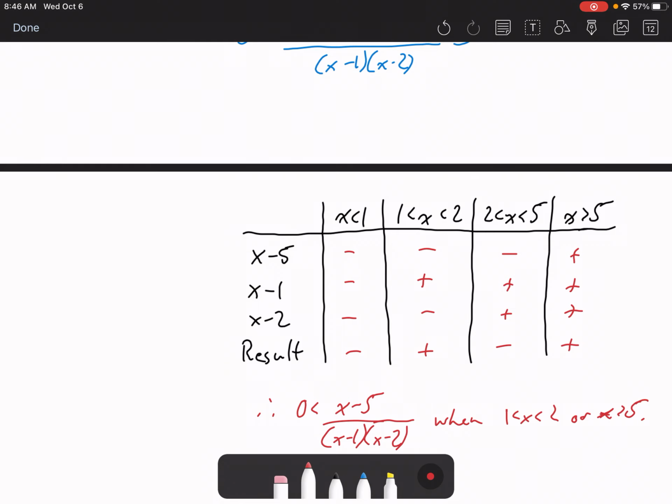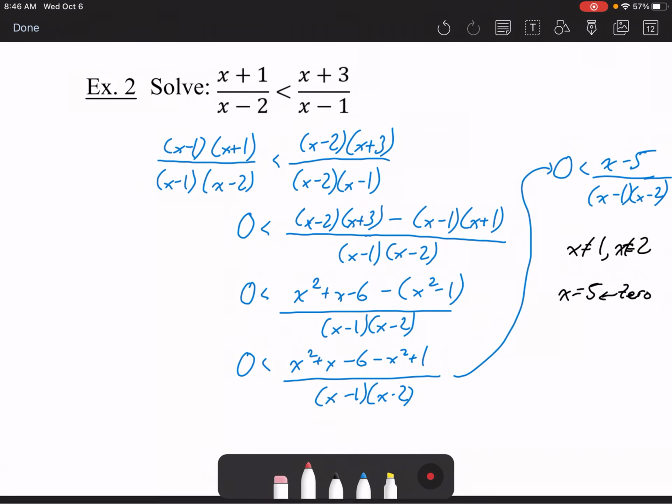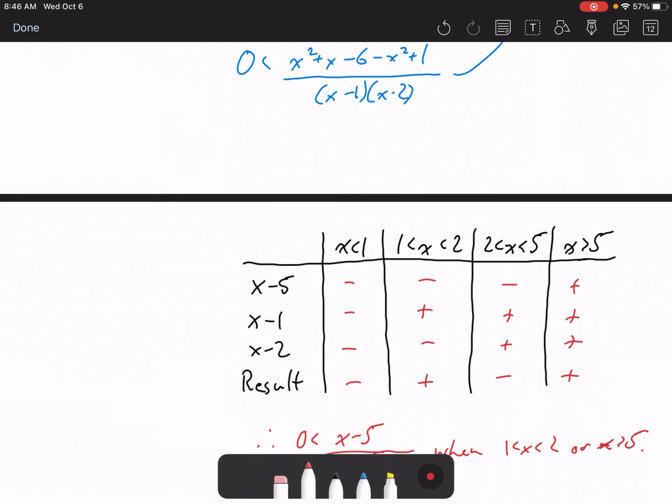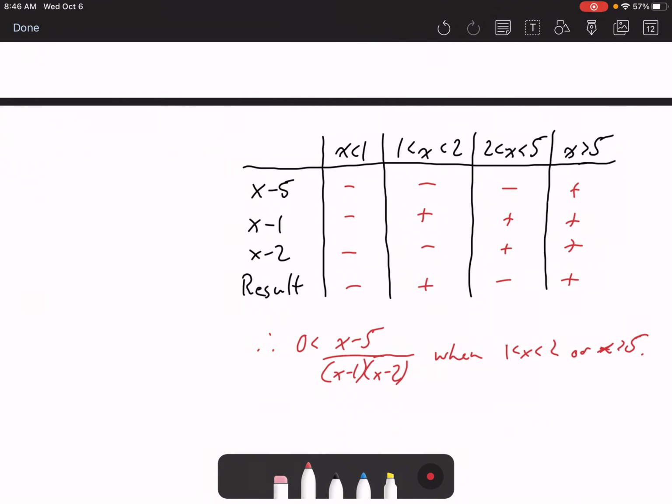Now, if you were interested in when this function was less than or equal to 0, we'd be just changing one of these results, and that would be the result of x being greater than or equal to 5. Remember, x can't equal 1 or 2, so those we cannot include, but we'd have to include x greater than or equal to 5 if the original inequality had a less than or equal to sign. And thus concludes this lesson.